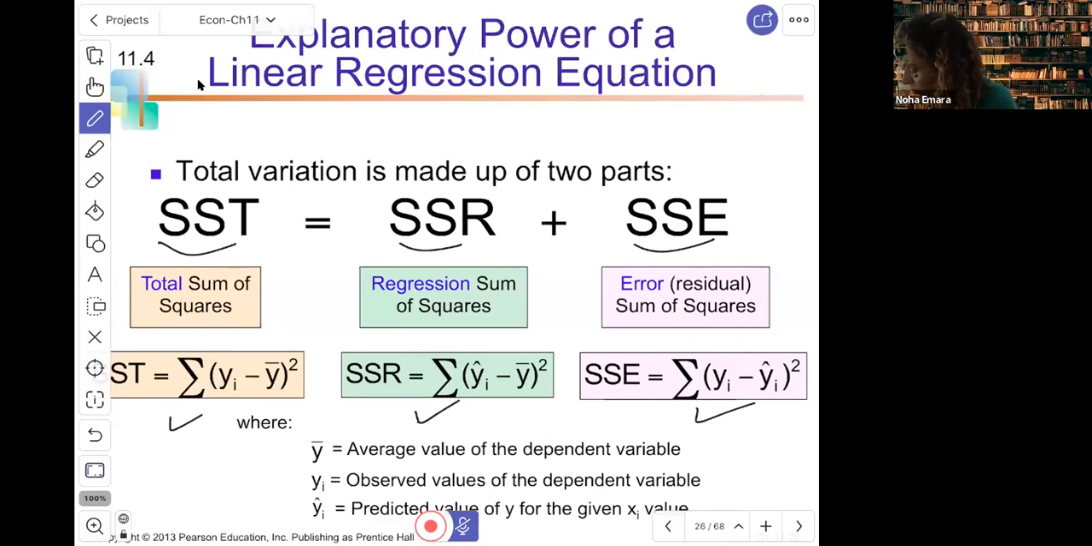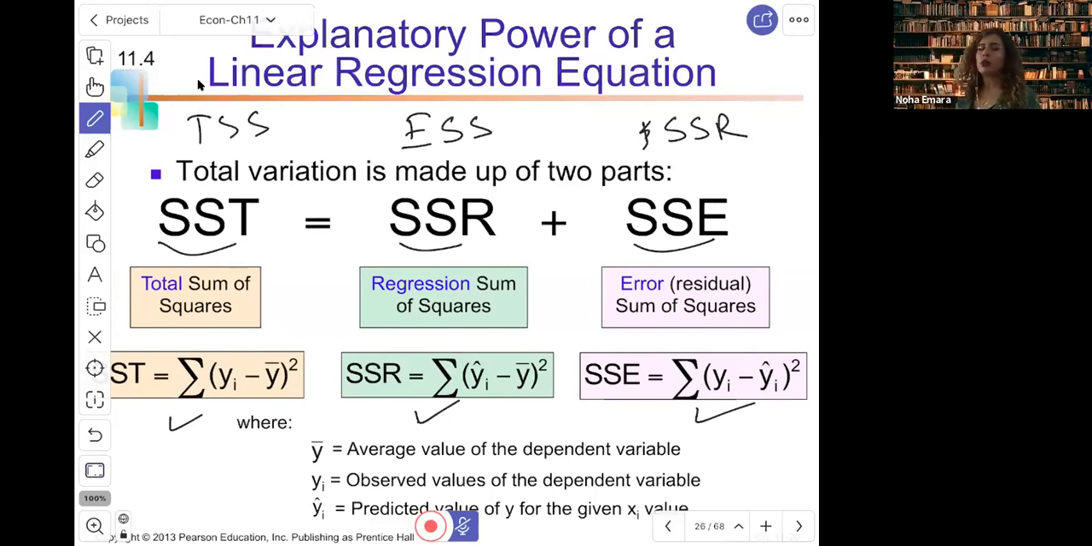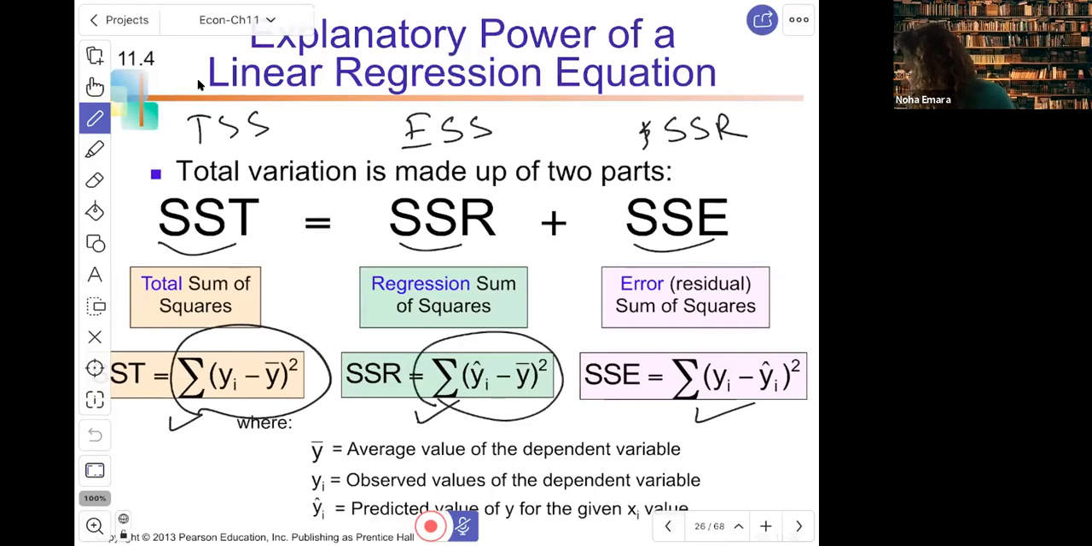So the sum of the squared total, I wrote it as TSS, it's the same, okay? Sum of the squared regression is the same as explained sum squared. And then the SSE is the error sum squared, which I wrote as SSR. So it's the same. Okay, so in order not to get confused, just focus on this part. It's the same equation. Okay.